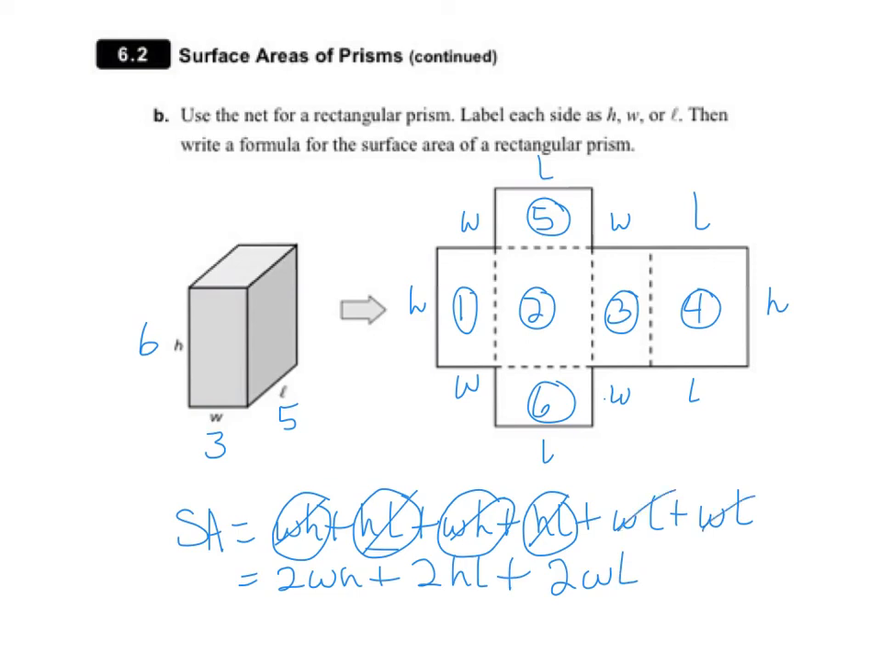So my formula for surface area looks a lot like 2 times WH plus 2 times H times L, which the book has it the other way. It's 2 times L times H plus 2 times L times W. So I'm going to turn it around for you so it's exactly the way you'll see it in your book. And then you'll be all set.